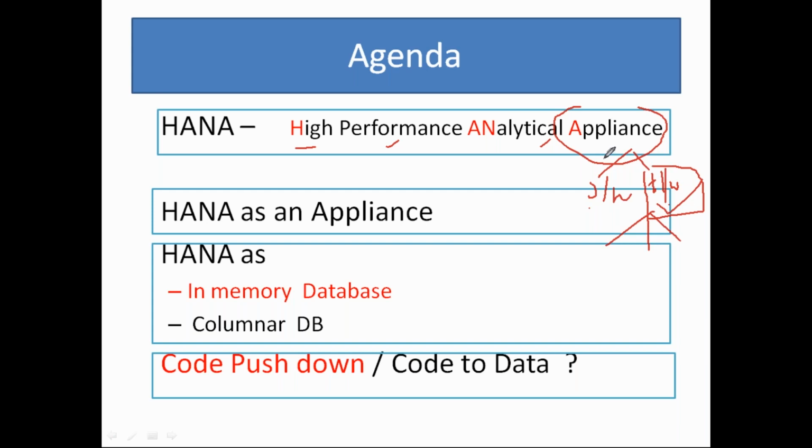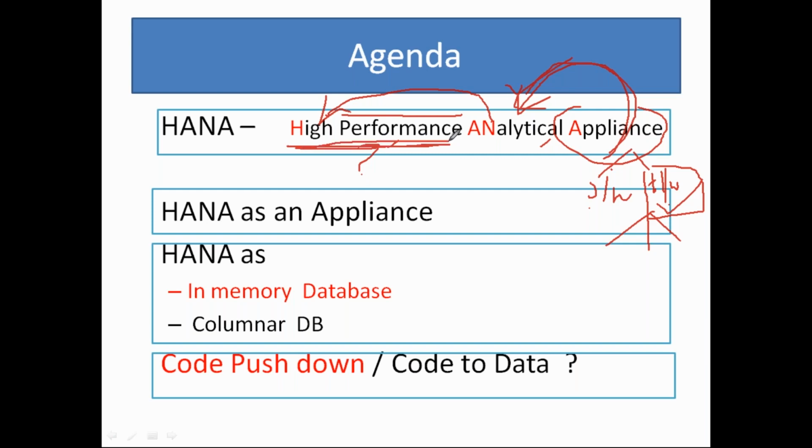For what? For analytical applications. Analytical applications means reporting kind of BI, business intelligence applications, which deal with decision making, which deal with analyzing historical data that is so complex. For example, last 5 years of sales, which I want to analyze, is so complex. So it is a combination of hardware and software for analyzing your application with high performance. This is how I wanted to read it. HANA is a product, a combination of software and hardware, mainly for analytical applications with high performance. The question is, how is HANA going to guarantee the high performance?